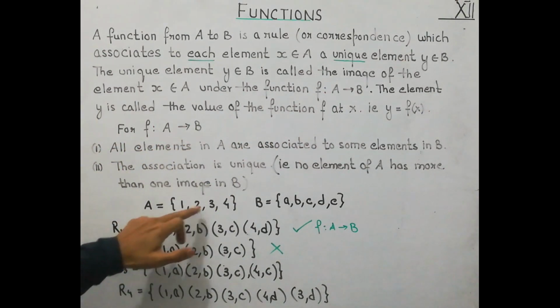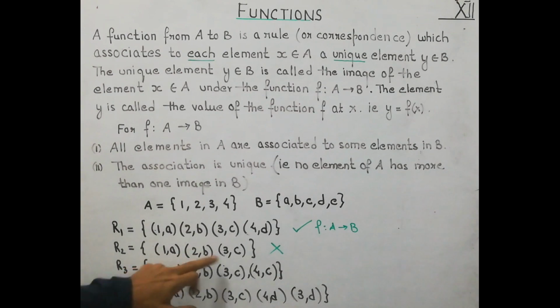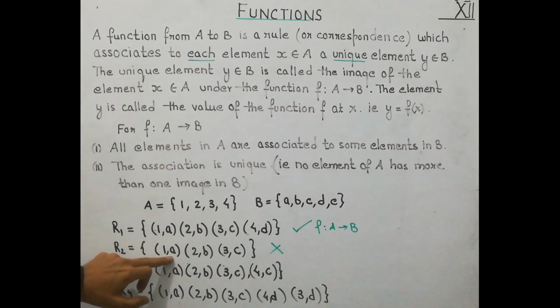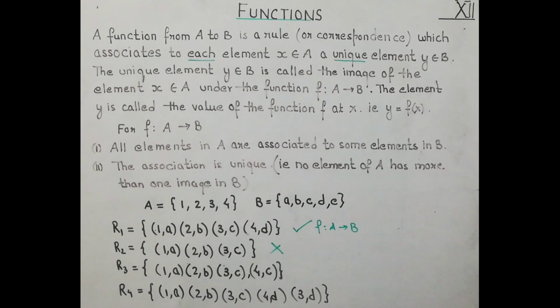See, A has 4 elements and here only 3 elements have been associated. The fourth element does not have an image. So this relation is not a function. Coming to the third one.